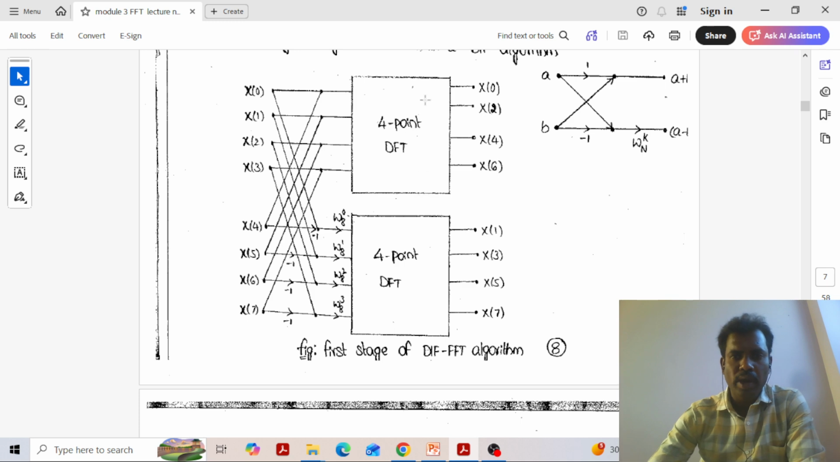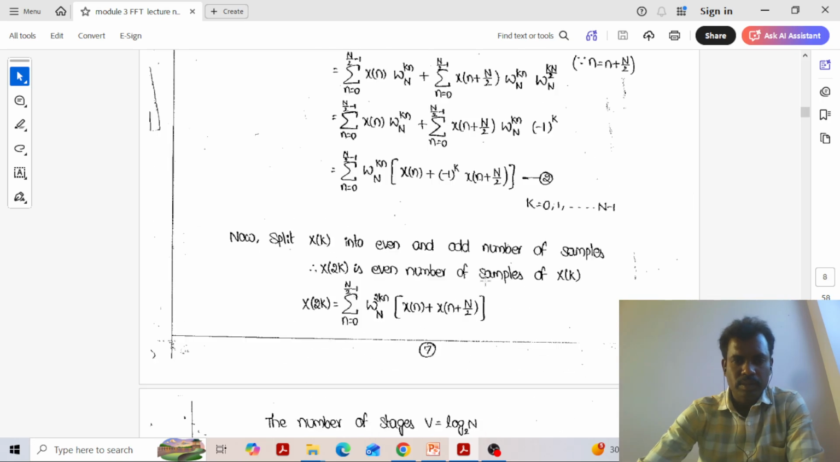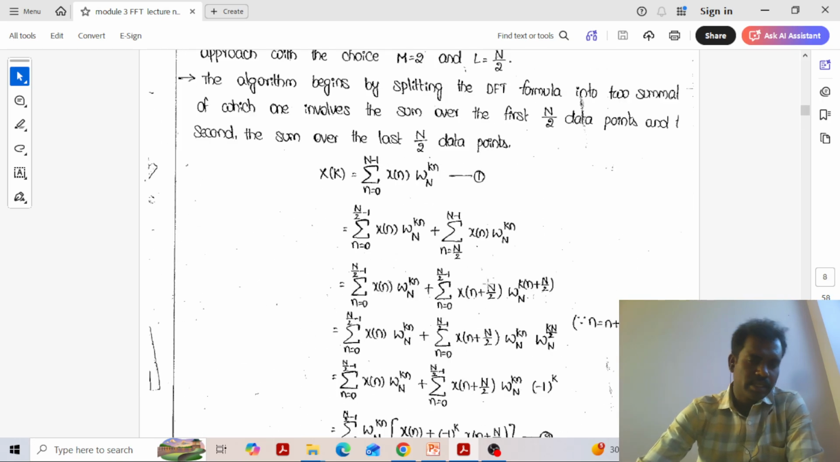Now this 4 point is again divided into two parts, two points, and these are added and subtracted and multiplied with the twiddle factor of the lower branch. And again this 4 point will be divided in the similar manner. How is it mathematically obtained?